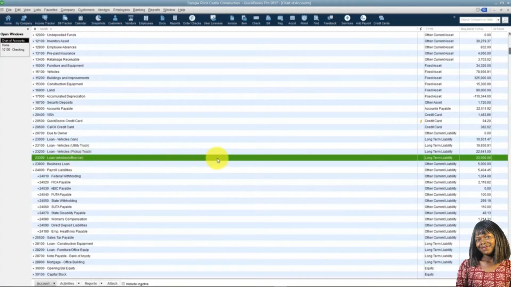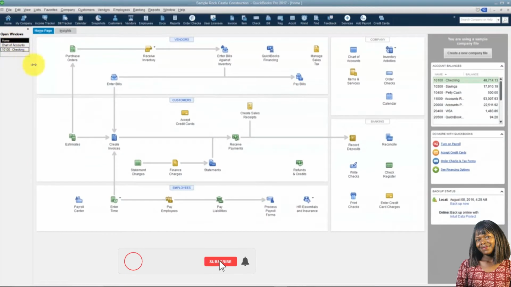Okay, so I want to show you that we had previously set up this loan right up here and it had this balance. When we're ready to make a payment towards this loan, we're going to see this balance come down by the amount of the principal. So let's go back to home and I want to show you a couple of ways to do it.